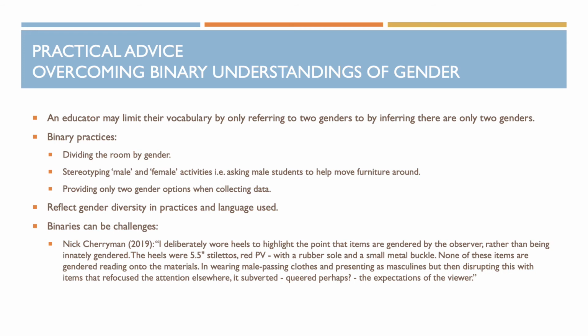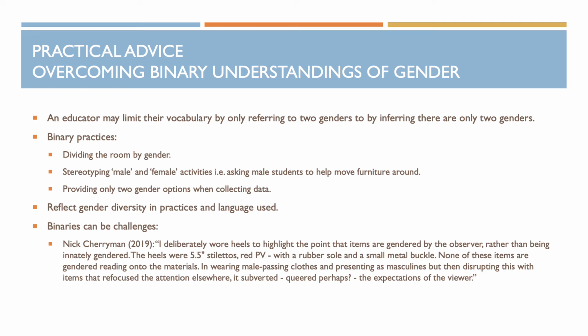In practice, an educator may limit their vocabulary by only referring to two genders, for example, boy, girl, man, woman, etc., or infer that there are only two genders. Educators might also reflect this binary understanding in their practice by, for example, dividing groups by gender and providing only two gender options when collecting data.